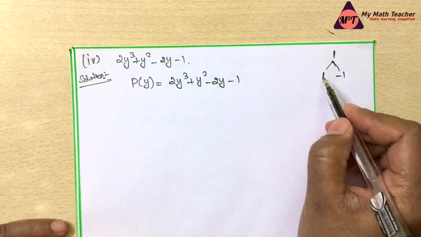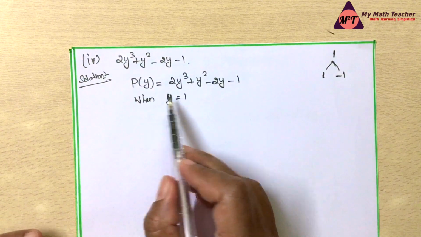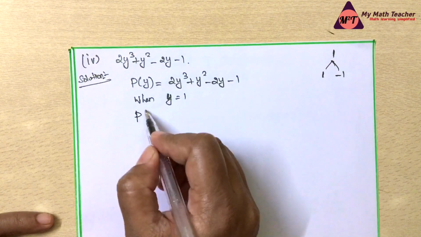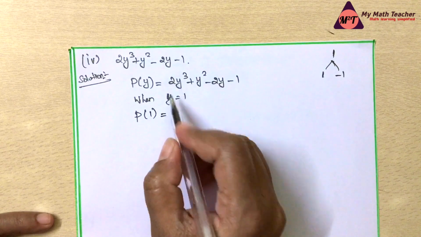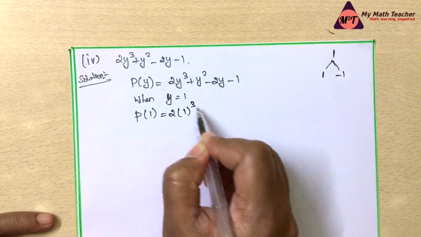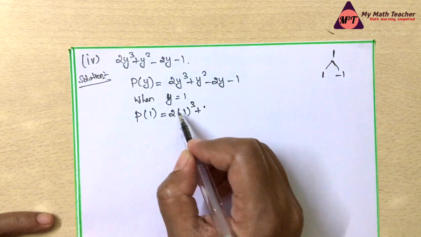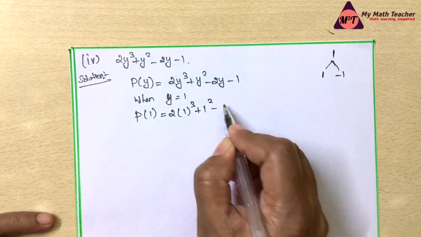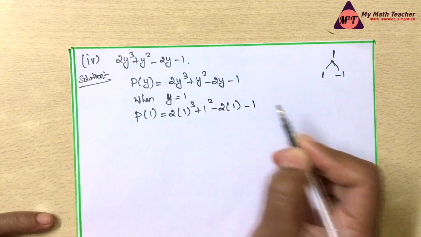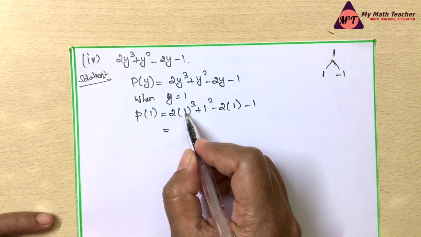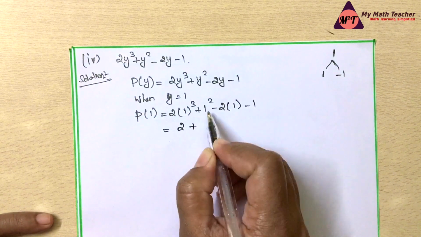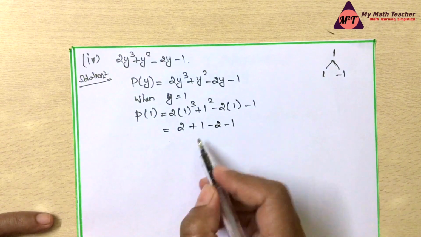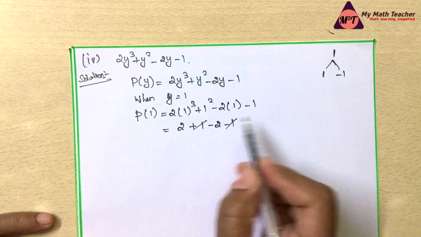Let us apply the first one, that is 1. When y is equal to 1, y is the variable which is given. So now apply 1 instead of y. P of 1 is equal to 2 into 1 cube plus 1 square minus 2 into 1 minus 1. Now 1 cube is 1, 1 into 2 will be 2 only, plus 1 square is again 1, minus 2 minus 1.